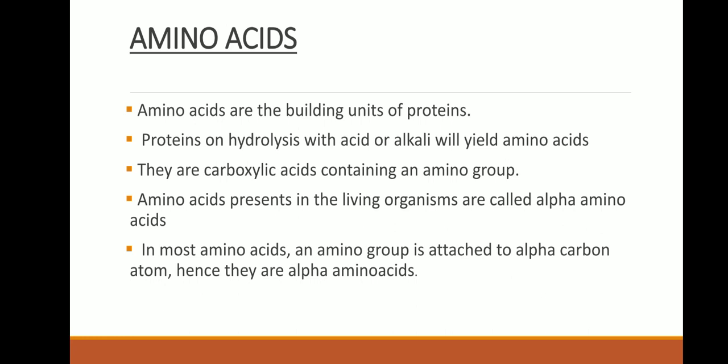So what are alpha amino acids? An amino group is attached to the alpha carbon atom. Of the 20 amino acids, 19 are alpha amino acids. Those in living organisms are all alpha amino acids.